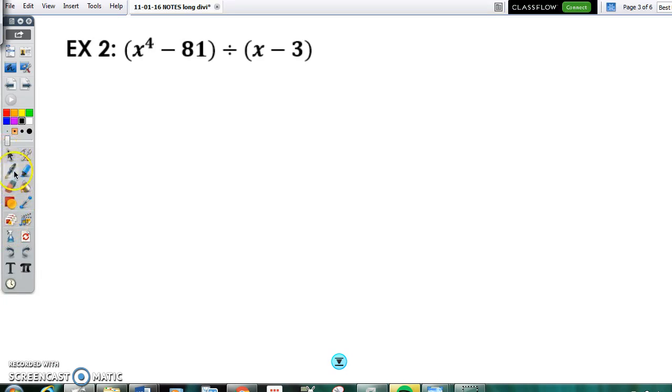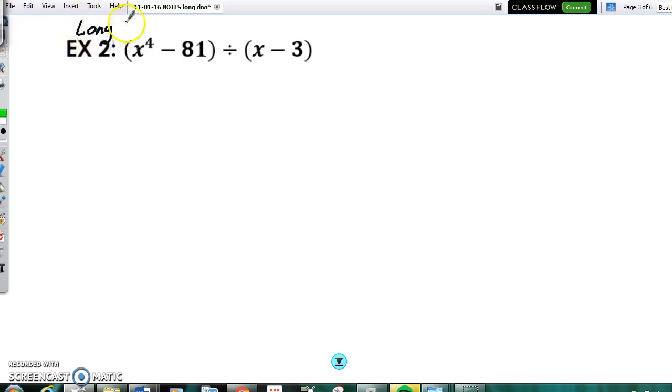Hello! Example number 2 of long division of polynomials. Best stuff ever. Look, I know it's hard, but the good news is it's doable. You're going to multiply and divide, subtract, multiply and divide, subtract a whole bunch of times. And that's the rhythm. Multiply, divide, subtract.